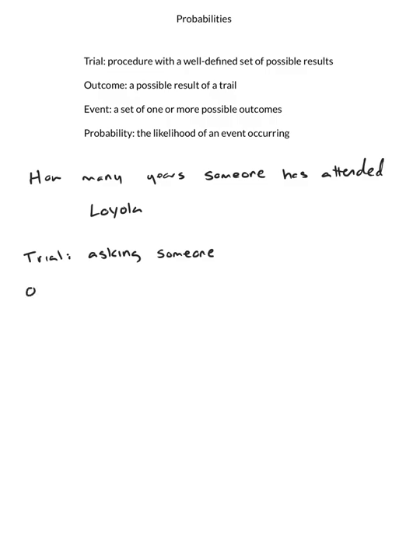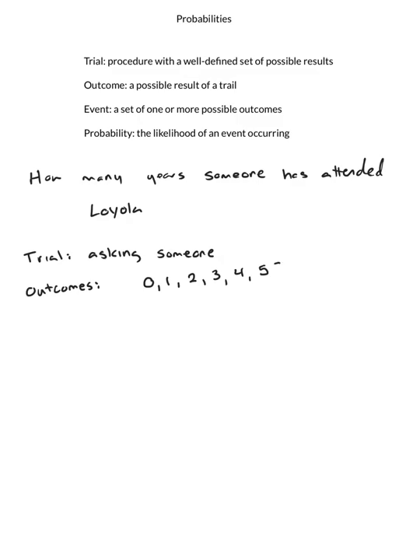The outcomes would be, they could say, well, I've been here no years. I might have been here 1 year. May have been here 2, 3, 4. Maybe someone's actually been here 5 years. So these would be our possible outcomes. That is the possible results people give us.